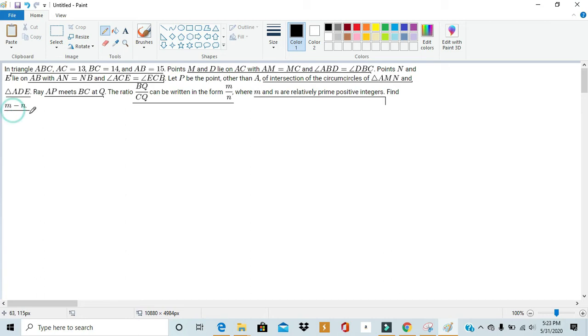Find M minus N. So to solve this problem, the first thing we have to do is pretty much the same thing we did in the other problem. We have to draw the diagram. So the first step is to do the first directions. Draw a triangle and label its coordinates such that AC equals 13, BC equals 14, and AB equals 15. So just draw a classic 13, 14, 15 triangle with A, B, and C at their respective vertices.